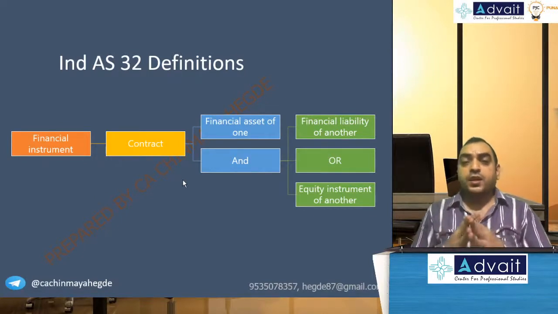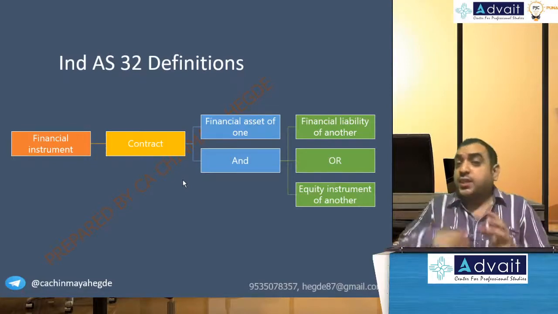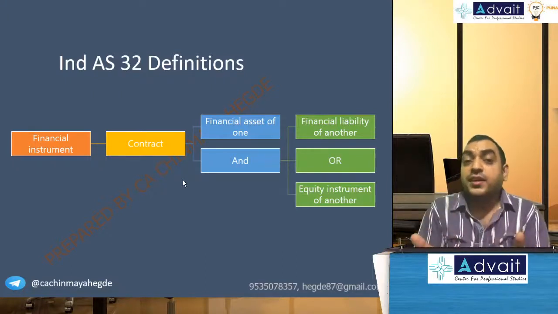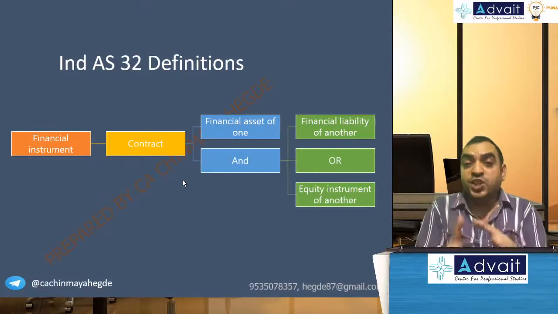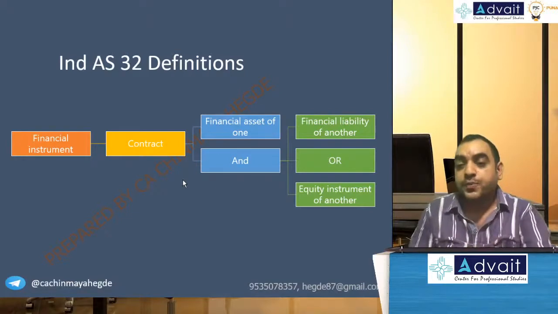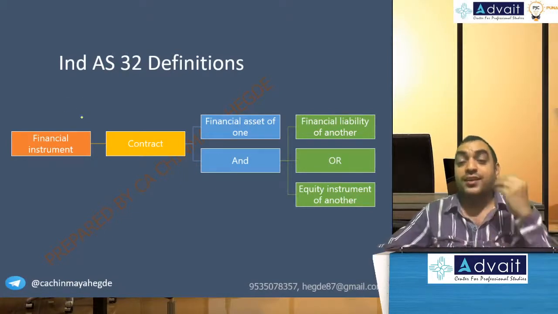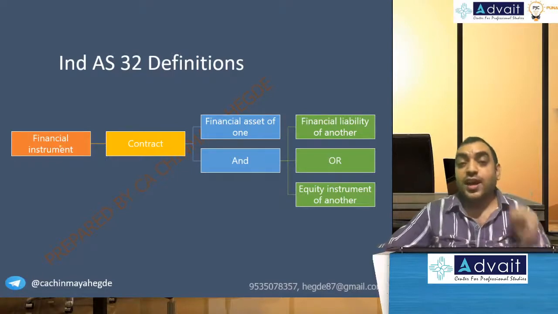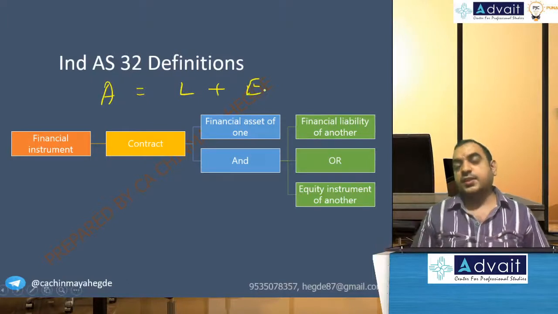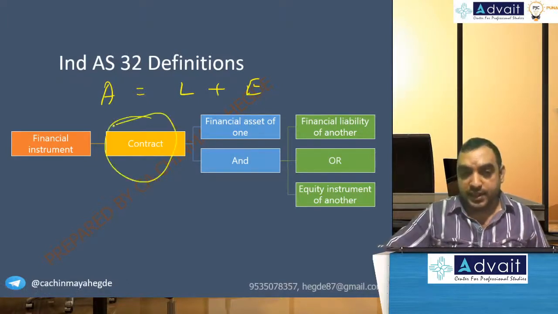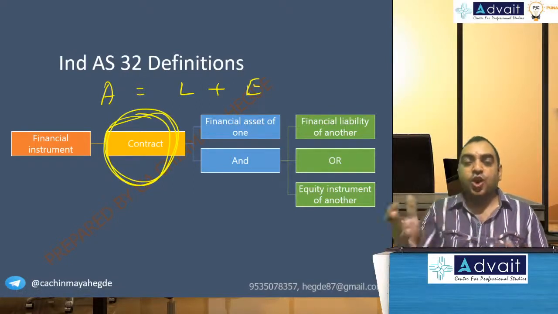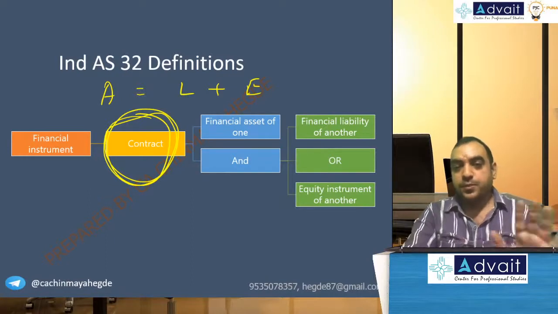For example, gold is my asset, but nobody's liability. But a bill receivable is my asset and somebody else's liability. Equity shares, for a shareholder, are an investment asset. For a company, they are not a liability, but equity. So essentially, this is what you have learned in your accounting equation in CPT: assets equals liability plus equity. But the one point is, it has to be through a contract. An asset of one person, a liability or equity of another. It has to be a contract.